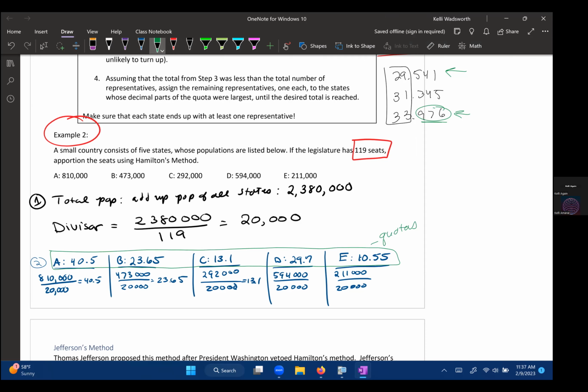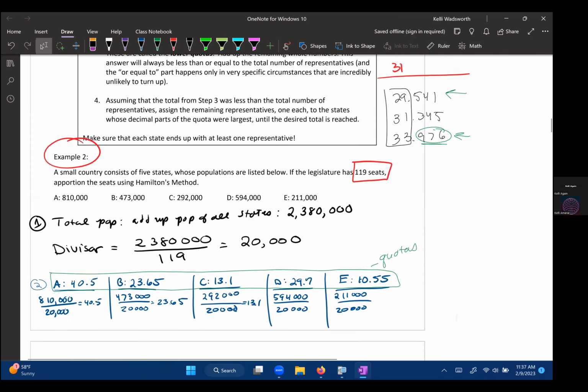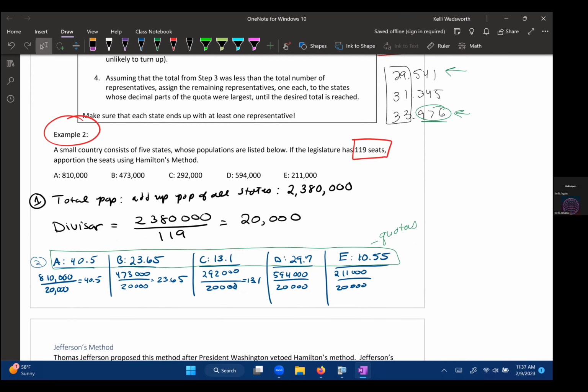Okay, now what do we do with the quotas? So now we cut off all the decimals. So let's do lower quotas. I'm going to make a list of the lower quotas. A would be 40, right? B would be 23. So I'm just ignoring the decimal part. C would be 13. D would be 29. And E would be 10.